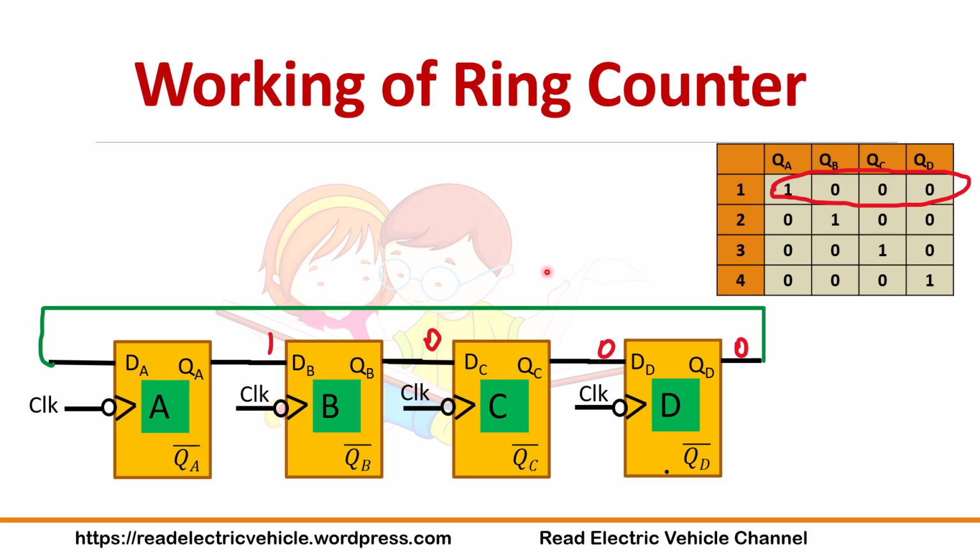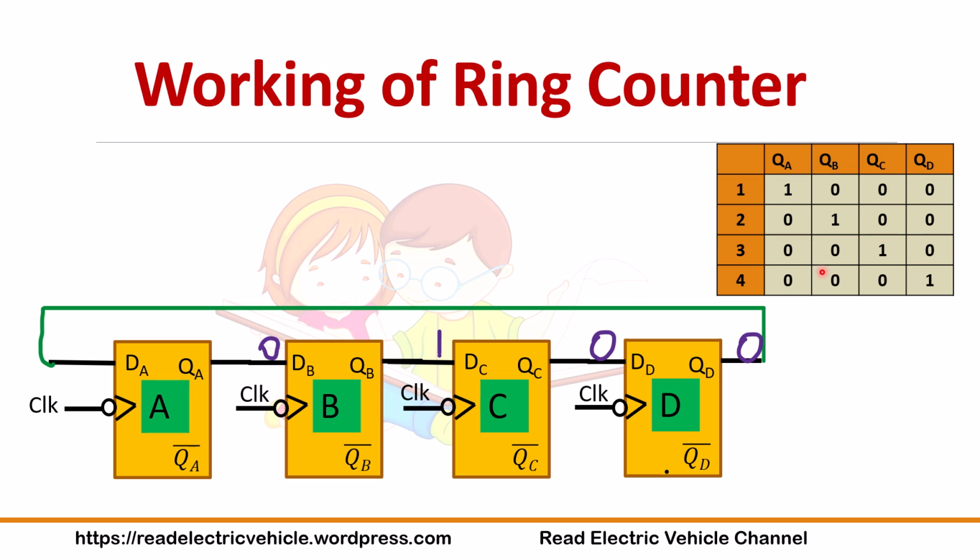This 0 is connected here, so this point is 0. If I give a clock, this is a D flip-flop, so I will get the output here as 0. The purple color indicates the output. This 1 will come here and this 0 will be here and this 0 will be here. So now you see you are getting 0, 1, 0, 0, which is the second state. The first state has been shifted and we are getting the second state 0, 1, 0, 0.